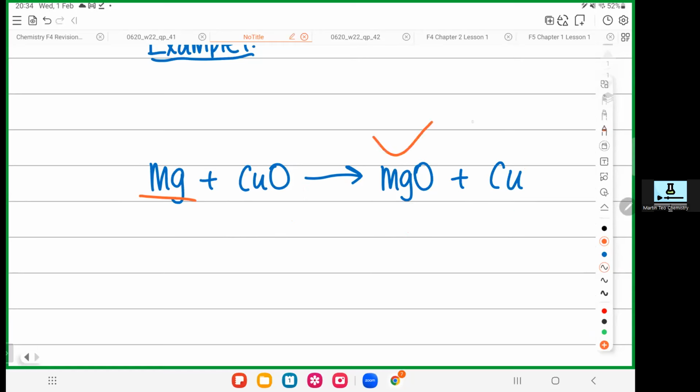The right-hand side got two apples. Which apple should we choose? They must be related to the left. Can we choose copper? Cannot. Magnesium and copper have nothing related, no common thing, nothing related at all. Magnesium, copper, totally different. You will choose magnesium oxide. Why? They got a relationship. This is magnesium oxide. Both of them got Mg. So at least you can see they are related.